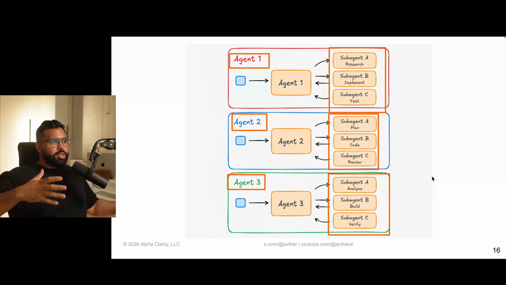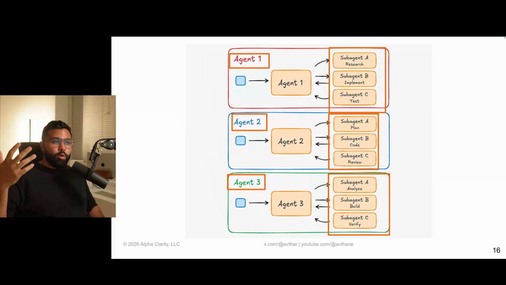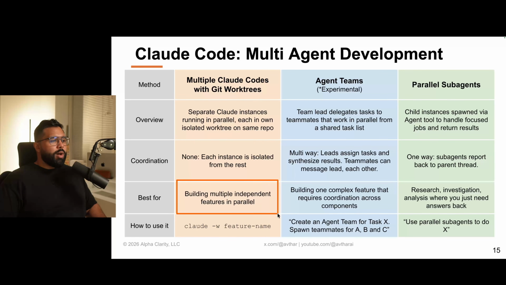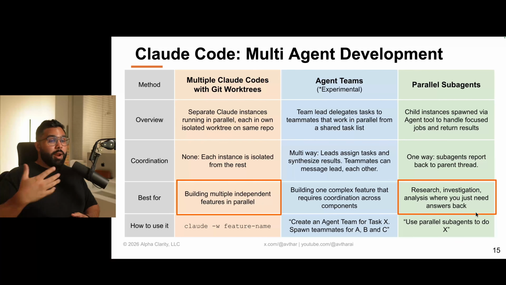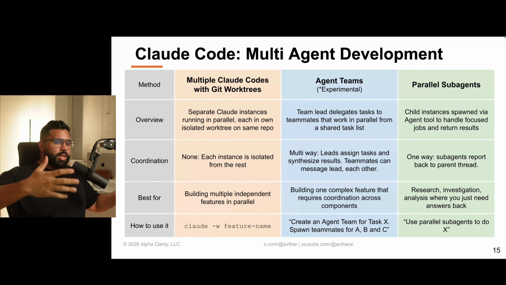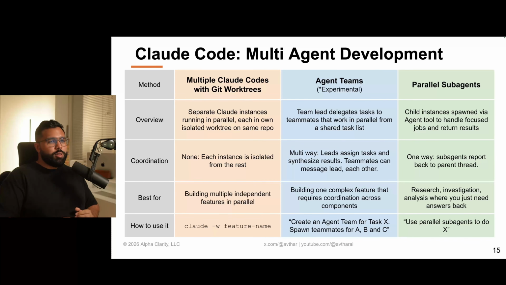So these features, parallel subagents and multiple Claude code agents, are not mutually exclusive. You can use these things together, but it's good to understand which one you're using and the trade-offs that come with it. So once again, I'd recommend using multiple Claude codes with Git Worktrees when you're building multiple independent features in parallel, and using parallel subagents for things like research, investigation, and analysis where you just need the answers back. So this is just an overview, but let me know in the comments if you want a deeper dive into more in-depth explanations of how these multi-agent workflows compare to each other and seeing things like agent teams and parallel subagents in action.